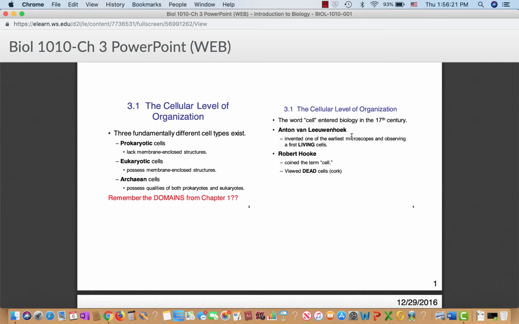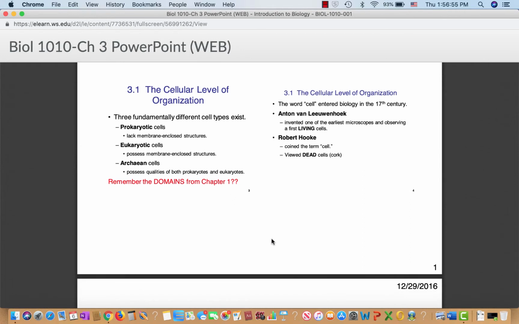Cells are organized into roughly three groups. Well, when I say roughly, I mean fundamentally. You have prokaryotic cells, eukaryotic cells, and archaean cells. Archaea are kind of funky because they have some traits from prokaryotic, some traits from eukaryotic. They just don't fit into this nice defined group, so we stick them over there. Prokaryotics lack membrane enclosed structures, eukaryotics possess them. And this, of course, refers back to our domains.